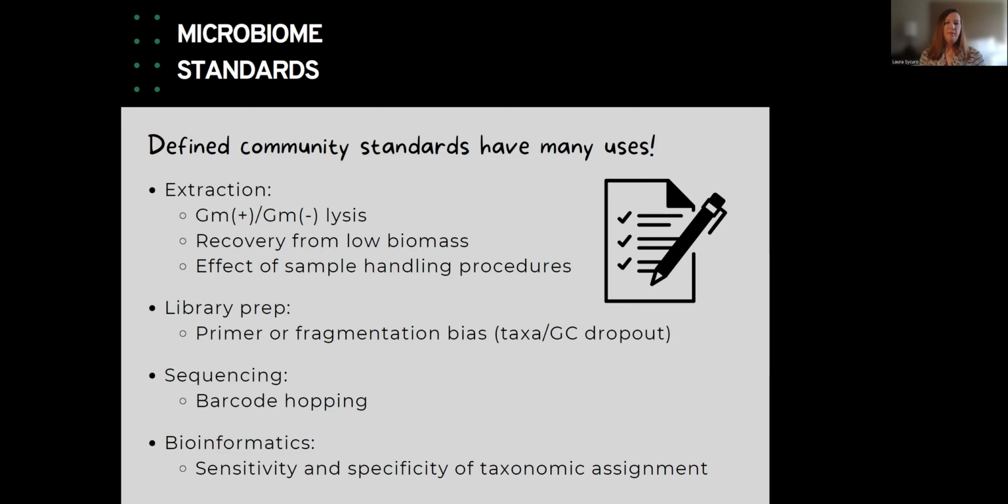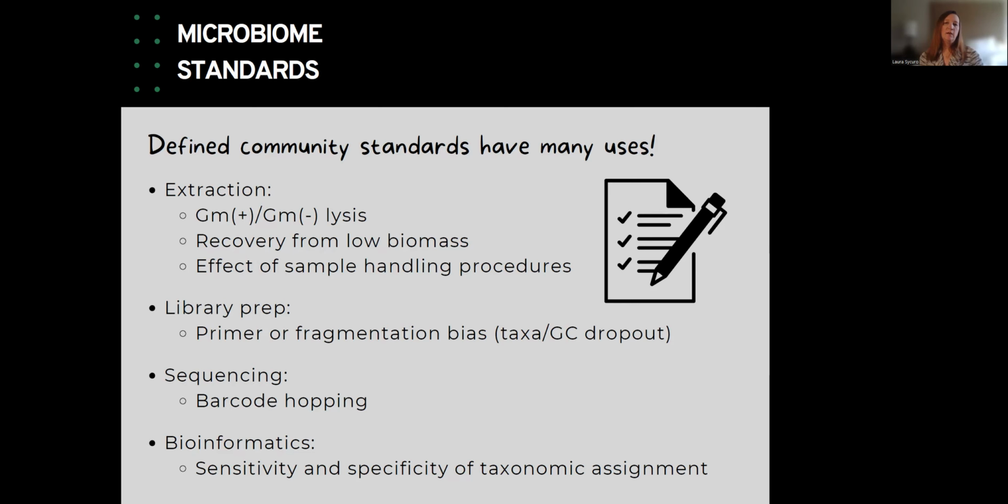In library prep, this phylogenetically diverse community will have genomes with different GC contents, and that can allow us to assess whether we have primer bias in our amplicon methods, as well as in our shotgun library prep, whether we have fragmentation bias affecting our results.